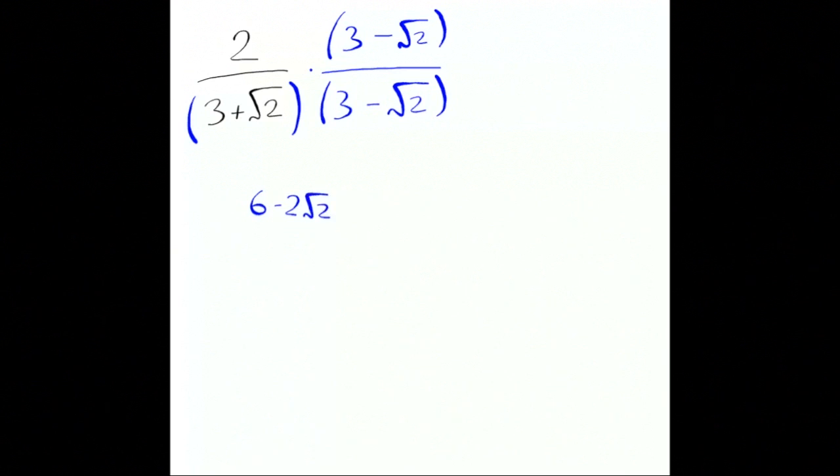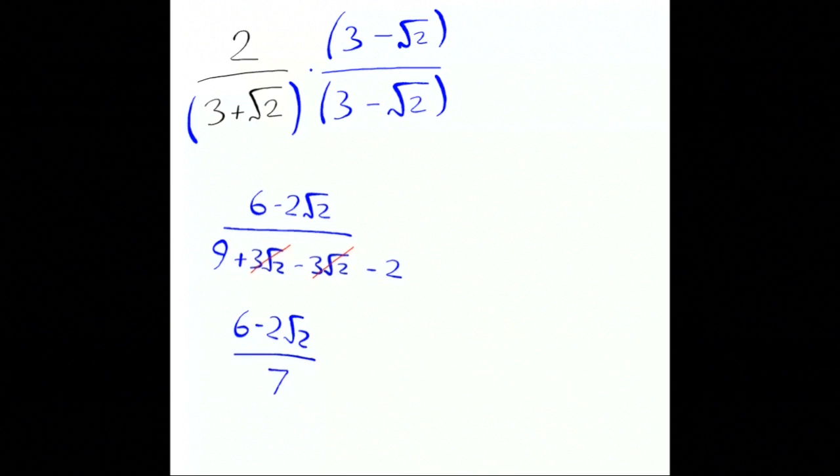On the top, the numerator, it gives us 6 minus 2 root 2. The denominator, we get the 3 times the 3 gives us the 9. 3 times the root 2, 3 times the minus root 2, and then the root 2 times the minus root 2. But here we notice that 2 of these cancel out. This is always going to be the case because of the difference of two squares. It always cancels out and it simplifies to a nice answer.